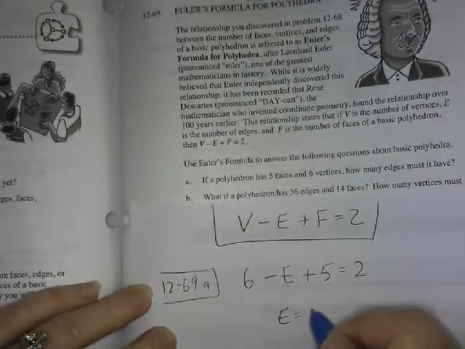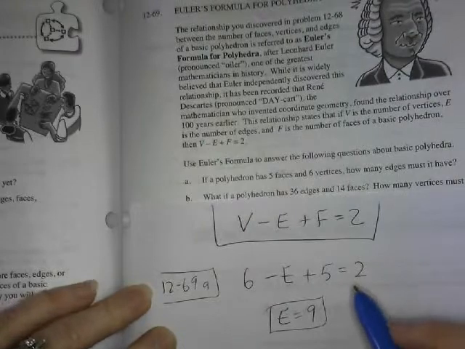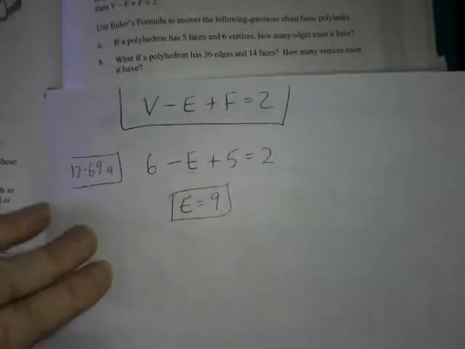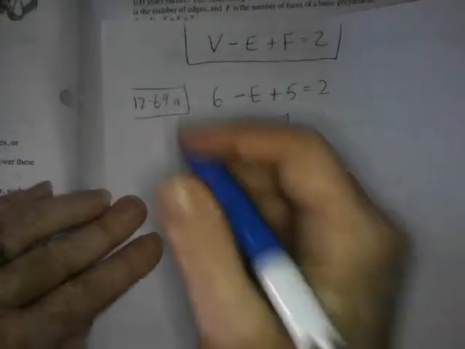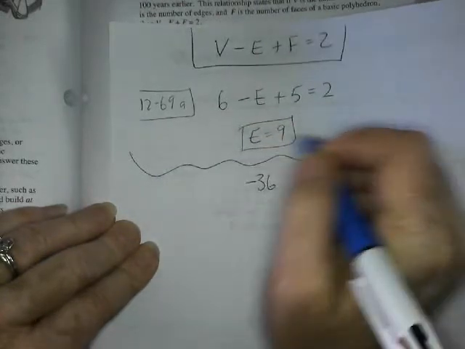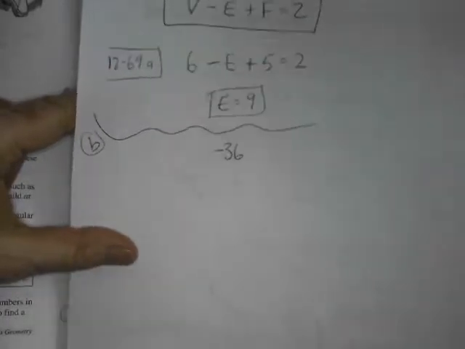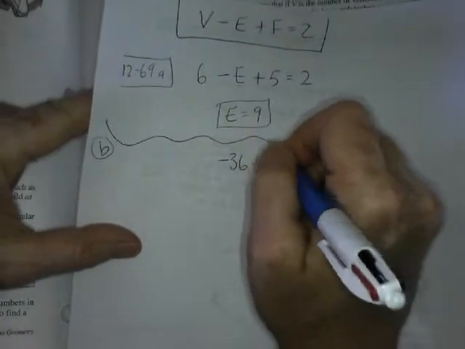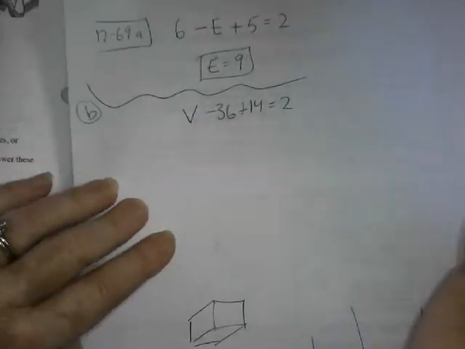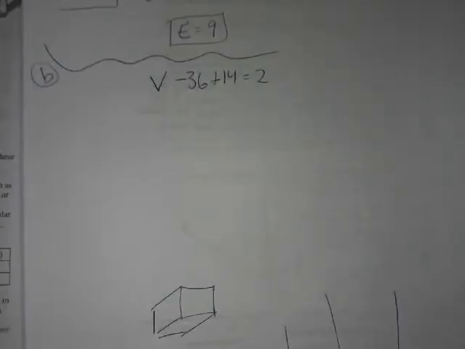So that's pretty handy, right? I've got 2 more minutes left. What if a polyhedron has 36 edges? Okay, so let's just keep doing this. Here's letter B. 36 edges, 14 faces. It's going to ask us how many vertices. Well, okay, negative 36 plus 14. I don't have my calculator. I should be able to do this in my head anyway.